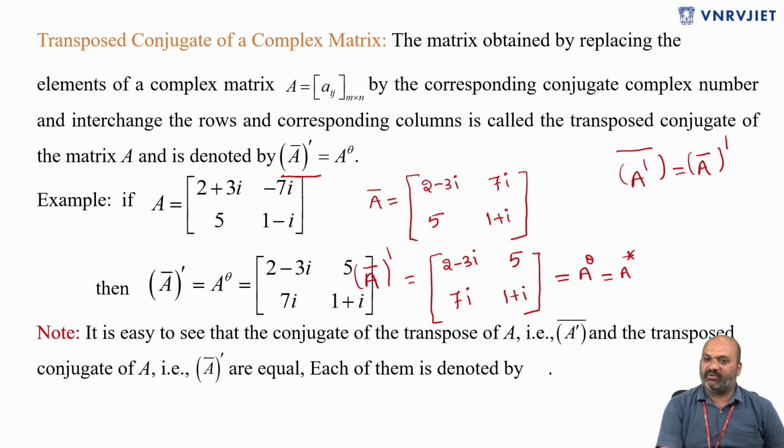That means first we find the transpose of the matrix, next we determine the conjugate, or first we determine the conjugate, next we determine the transpose. Both are the same, and it is denoted by A theta. A theta is what we call the transposed conjugate of A or the conjugate transpose of A.